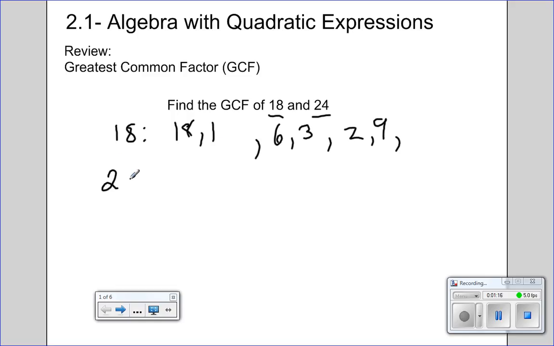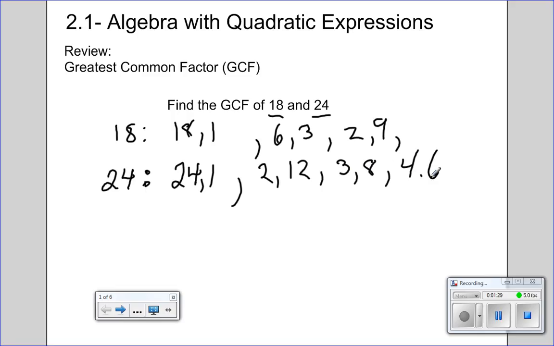Now we're going to list the factors of 24. So it's 24 and 1. There's 2 and 12. There's 3 and 8. There's 4 and 6. And 5 doesn't divide 24. 6, we've already repeated ourselves.